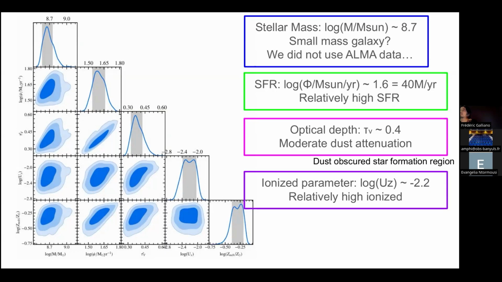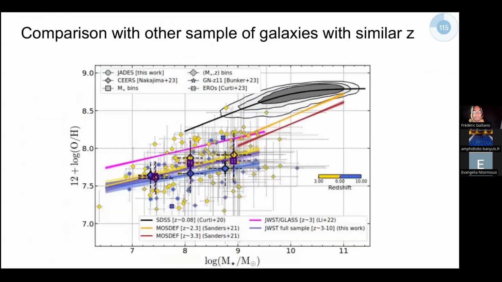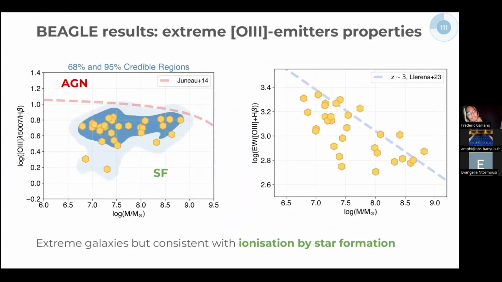I have a question about extreme O3 galaxies. Do they reach the theoretical limit of excitation for the O3 per H beta ratio? Can you repeat the question again? Do O3 emitters reach the limit of the theoretical O3 per H beta ratio?